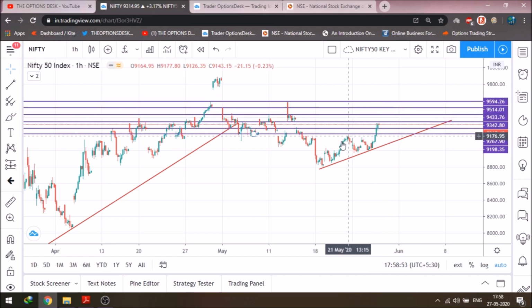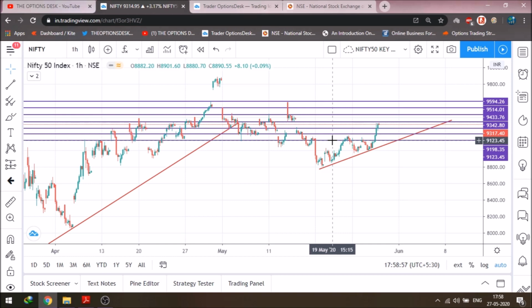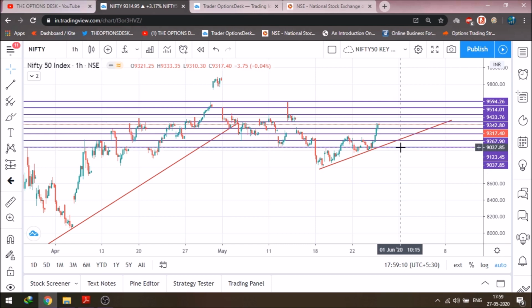And now the interim support that we can expect in the Nifty 50 stays at this particular point, because this was also the point of reversal in the Nifty 50. So I'm taking 9123 as the interim support for the Nifty 50, and the final support for the Nifty 50 stays at the level of 9050 or 9037. We can take it as approximately plus minus 5 to 10 points. So that was the complete analysis for the Nifty 50.